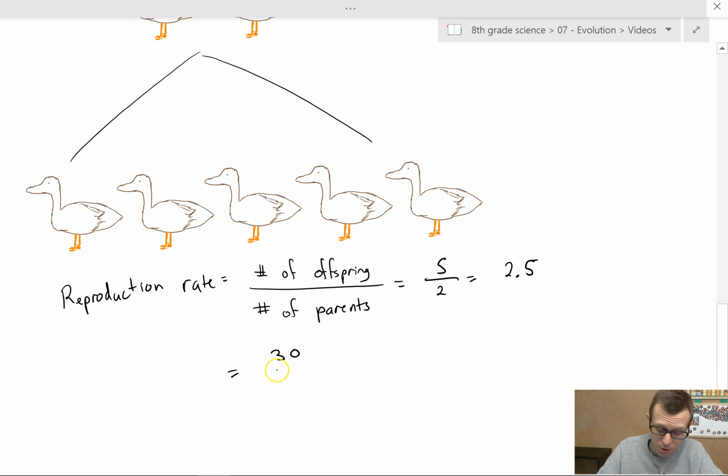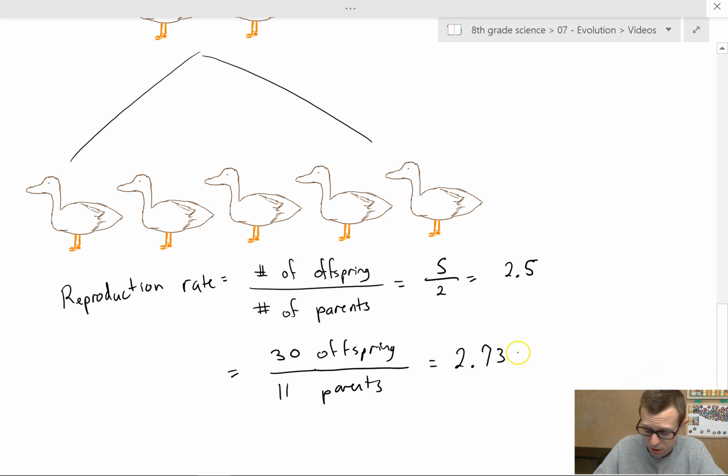So then we'd do 30 divided by 11, 30 offspring divided by 11 parents. And then we'd calculate that 30 offspring divided by 11 parents is going to give us 2.73. And that's offspring per parent, if you want to do units on this. And that would be the same up here, offspring per parent.